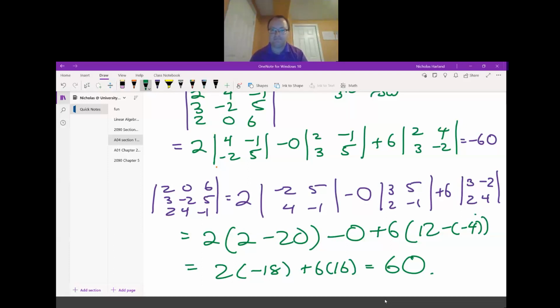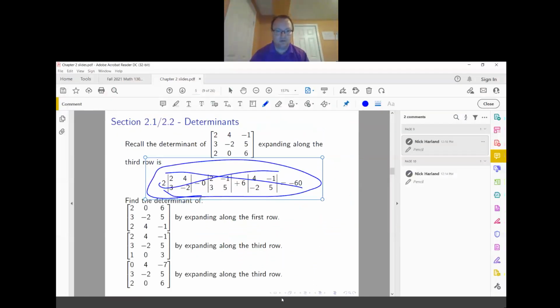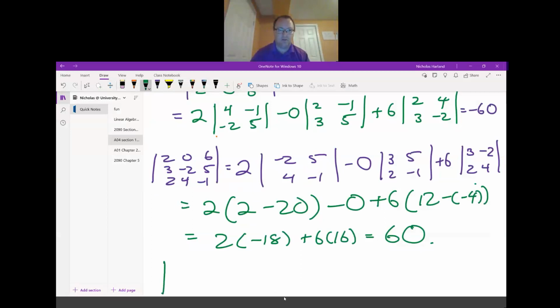All right. Any questions about what happens to the determinant if we flip 2 of the rows? All right, let's try the next one. So what's that? 2, 4, negative 1, 3, negative 2, 5, 1, 0, 3. What would happen here?